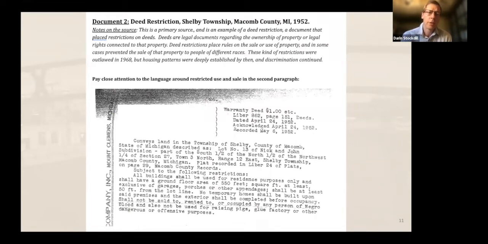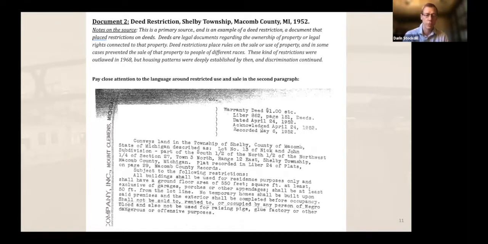Another document they're looking at is a deed restriction from Shelby Township in Macomb County from 1952. And if you can read, you see at the end of this deed restriction, again, this is from 1952, so quite a while ago, but not that long ago. No temporary homes shall be built, shall not be sold to, rented to, or occupied by any person of Negro blood, and also not used for raising pigs, glue factory, or other dangerous or offensive purposes.